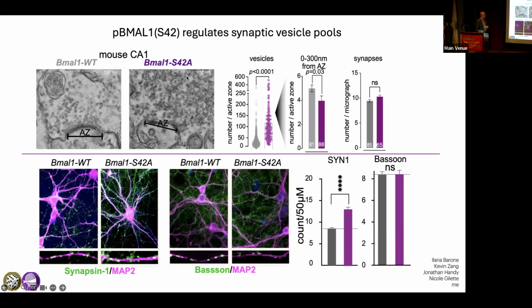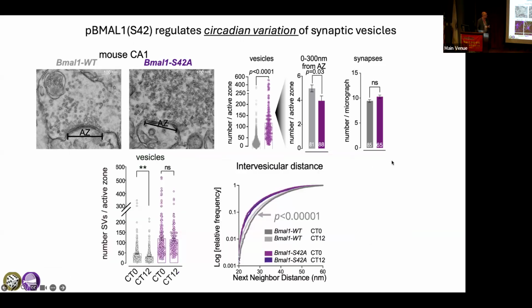It's actually much higher. And even when we take the cells from these mice and we culture them, we can see higher levels of the vesicle pool protein synapsin, but no change in the actual active zone. So no change in the number of synapses, but a huge increase in the vesicle pool.